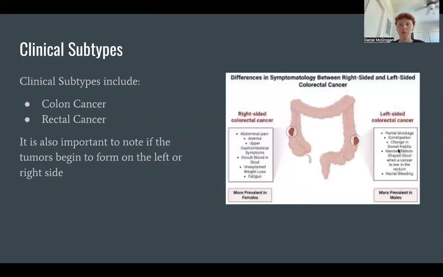So the clinical subtypes include colon cancer and rectal cancer. It's also important to note that tumors begin to form on the left or right side, and that is because the right side is often asymptomatic for longer, and the left side shows signs sooner because the tumors begin to grow inwards.